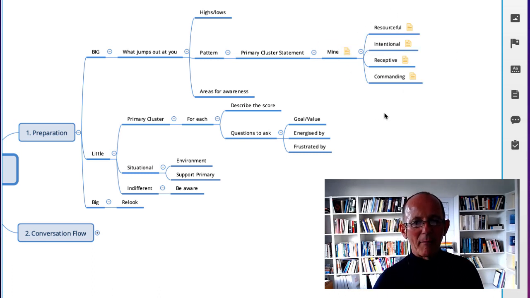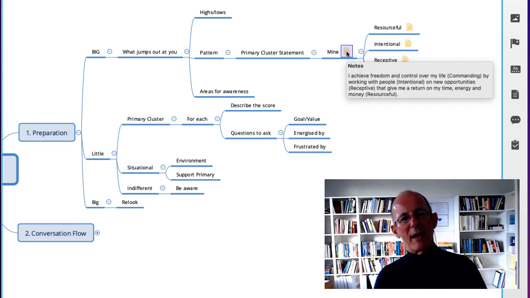So I now have an idea of the profile of this individual: resourceful, intentional, receptive, commanding. And typically I try and craft a statement that encapsulates those four driving forces in the primary cluster. So I achieve freedom and control over my destiny, commanding. By working with people, intentional, on new opportunities, receptive, that give me a return on my time, energy, money, resourceful. So I achieve freedom and control over my life by working with people on new opportunities that give a return on my time, energy, and money.